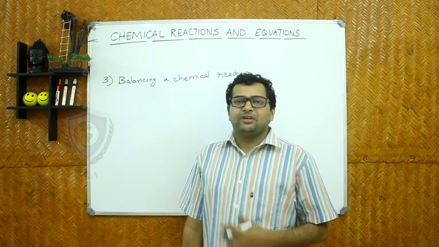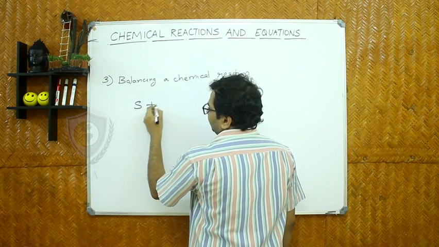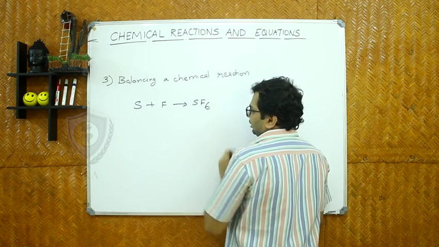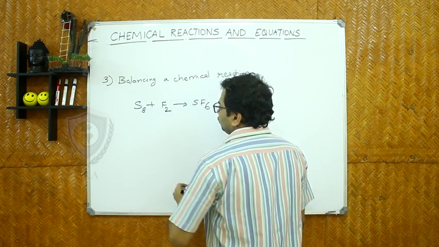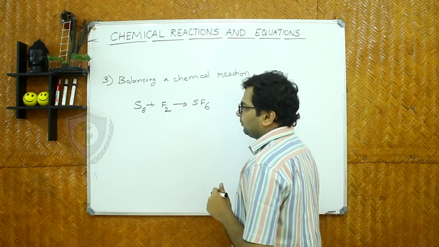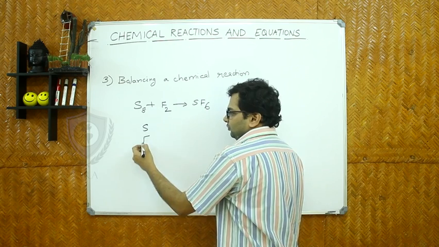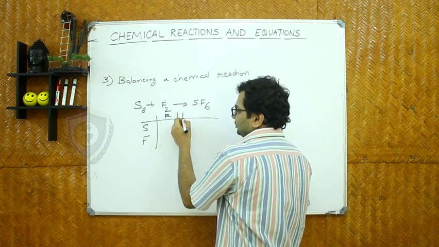The next example we are going to look at is the combination of sulfur and fluorine to form sulfur hexafluoride, SF6. So sulfur is S8 and fluorine is F2. So S8 plus F2 forming SF6. So let's look at this one. We have sulfur and fluorine, and we have reactants and products.